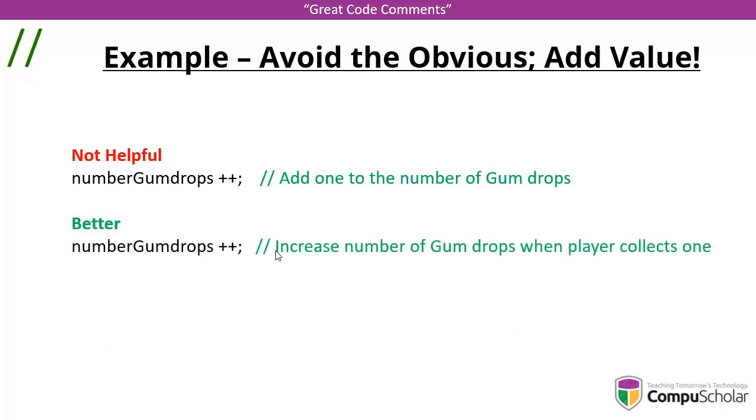You might rephrase that in a way that tells you why you're doing it. So we're going to increase this number by 1 when a certain event happens. So giving some context to what's going on if you want to comment a line of code that's by itself pretty obvious is usually the better way to go.